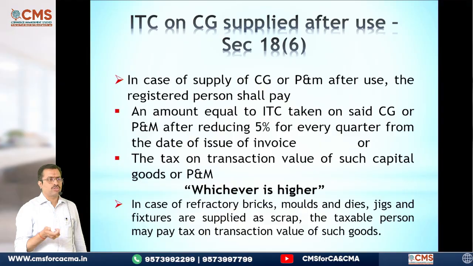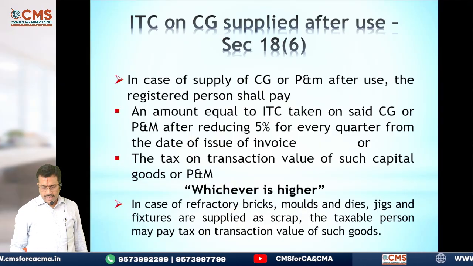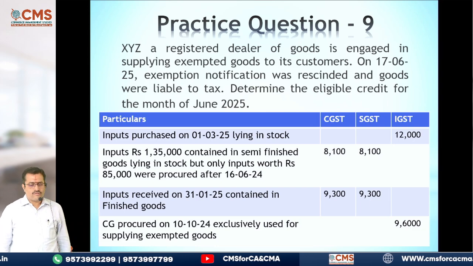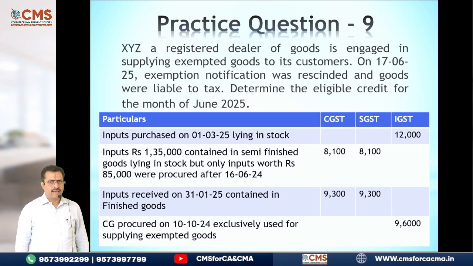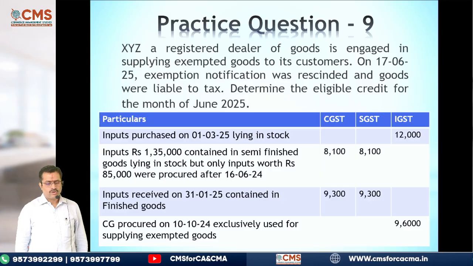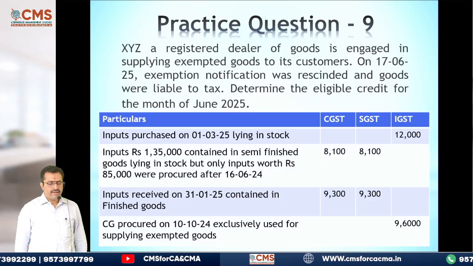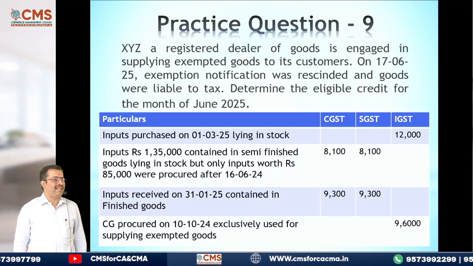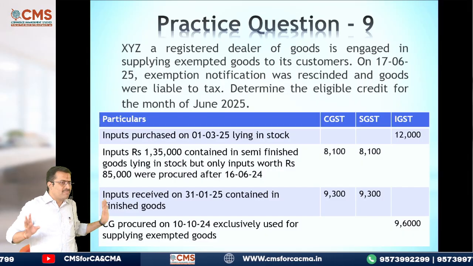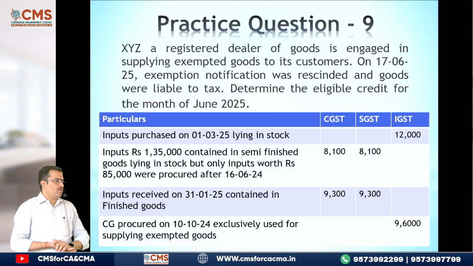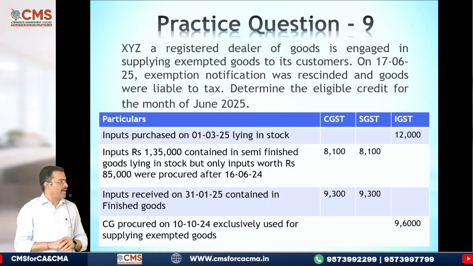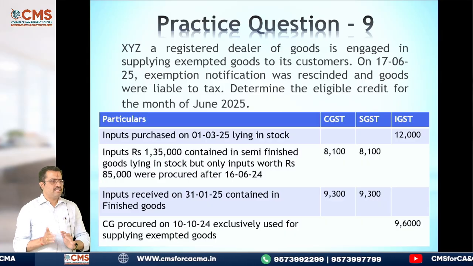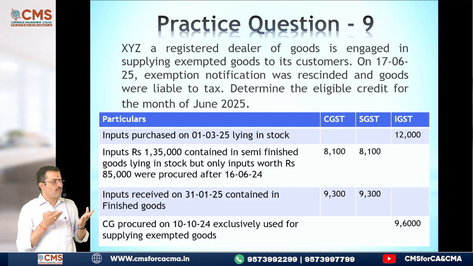So let's see one question on that, you will understand. Okay, practice question number 9 I have brought. XYZ, a dealer of goods, is engaged in supplying exempted goods to its customers. On 17th June 2025, the exemption notification was rescinded. Rescinded means from that day it has become taxable and the goods were liable to tax. Determine the eligible credit for the month of June 2025. He gave particulars CGST, SGST and IGST. You also have to put the same format.